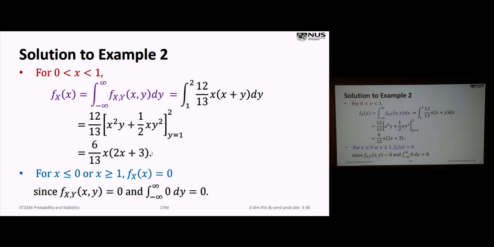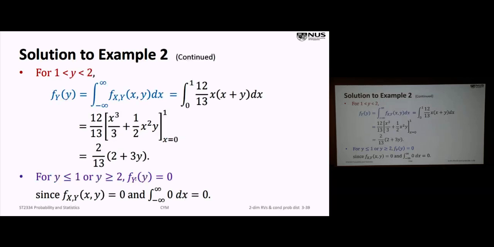Of course, please note that the resulting function is explicitly a function of x only and not a function of y. If you want to compute the marginal PDF of x, it can only be a function of x. It cannot be a function of y. If you get y in your calculation at the end, you have made a mistake. And so the marginal, as I said, if x is outside the region 0, 1, you get 0. Okay, very exciting.